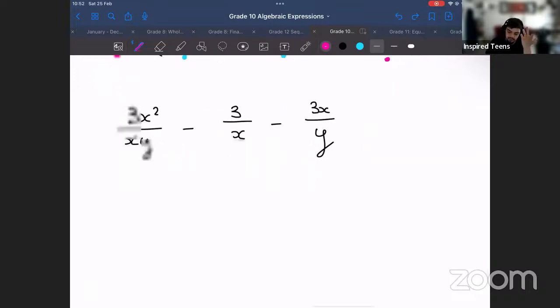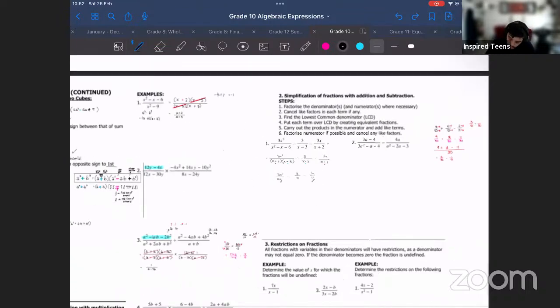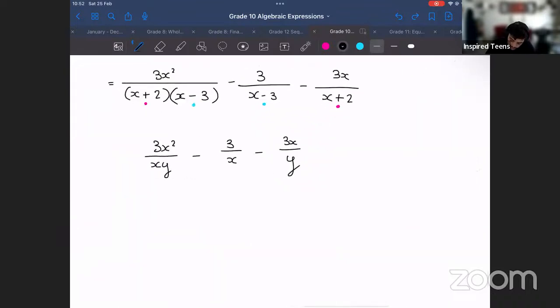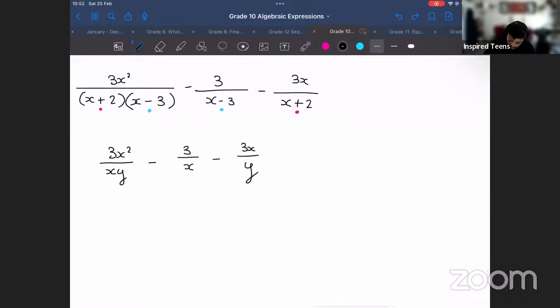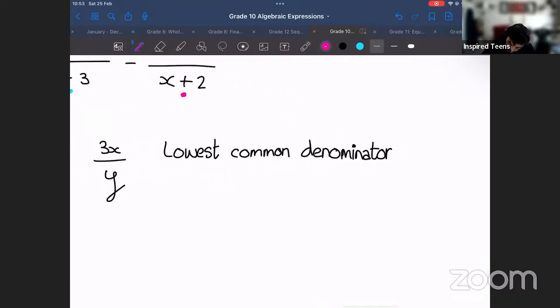Okay, and then in this specific scenario, what we would do is we would say our lowest common denominator when it comes to variables, right? One second, it's my load shedding. Lowest common denominator when it comes to variables.